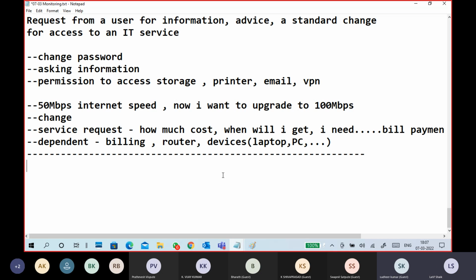I think I will give the process of service desk and the definitions of what a service desk is. Then I will stop now.